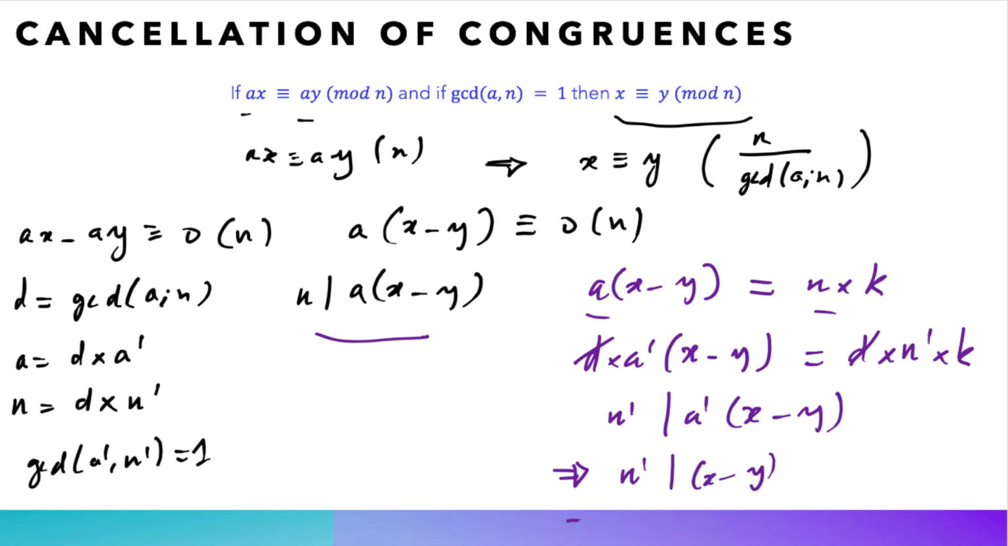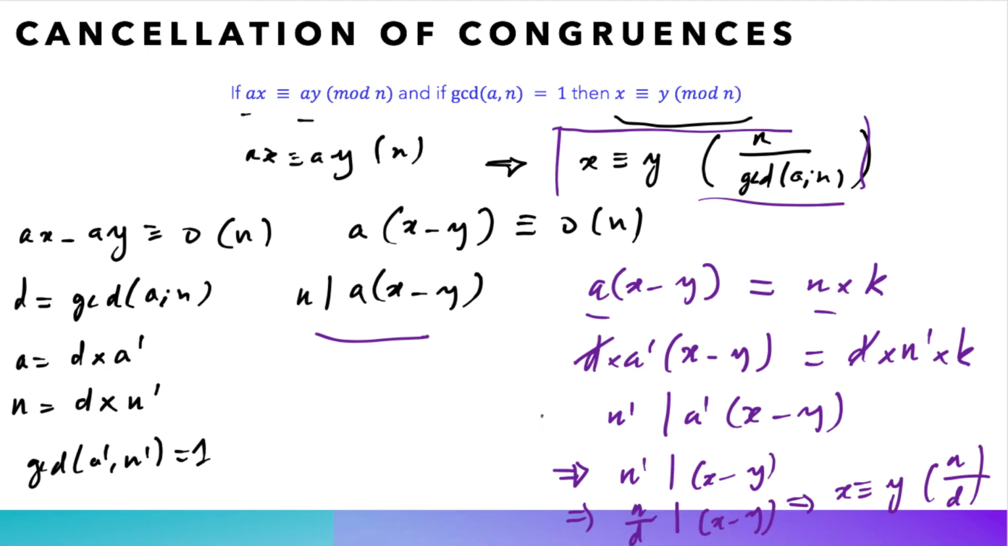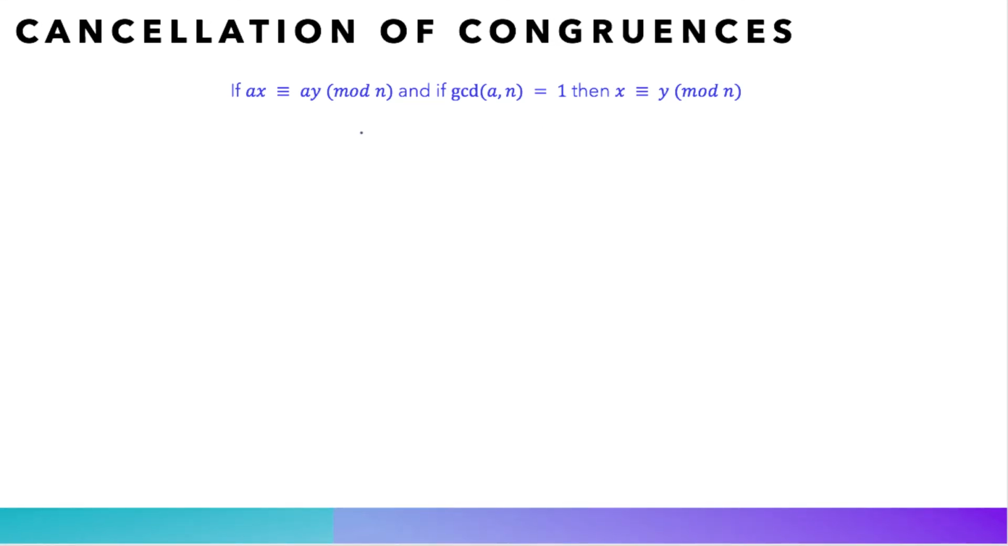But n prime is actually n divided by the GCD of a and n, so it means that n divided by d must divide x minus y, in which case this means that x is congruent to y modulo n divided by d. And this is actually our result here. Let me remind you that this holds because the GCD of n prime and a prime is equal to 1, and that this is the Gaussian lemma. Bingo. Now, this cancellation property of congruences has many interesting consequences.